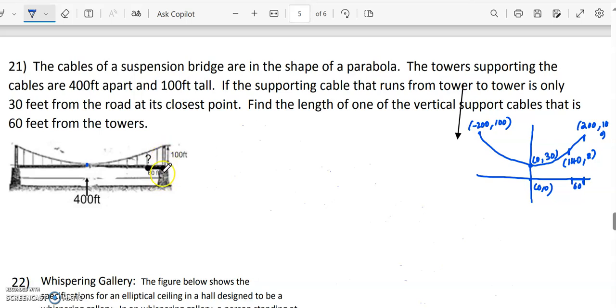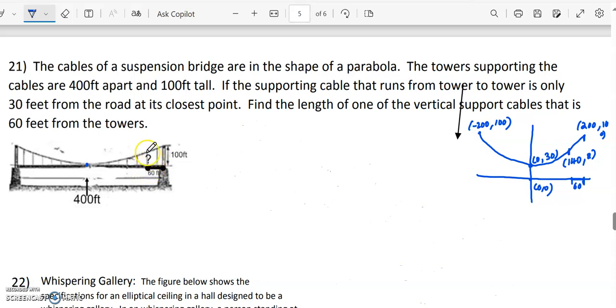So this distance will be 200 and this distance will be 200, and the height at that point will be 100 feet. So we will have two coordinates here. We will have (200, 100) as one point, and (-200, 100) will be another point on the parabola. So now we need to find the height of the point which is at a distance of 60 feet from one of the ends.